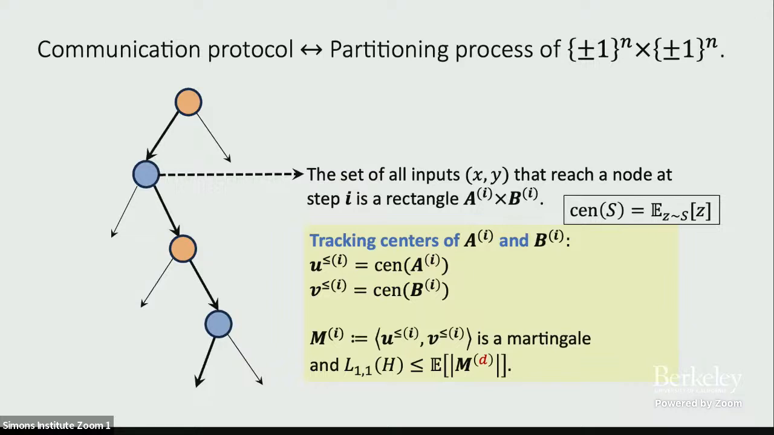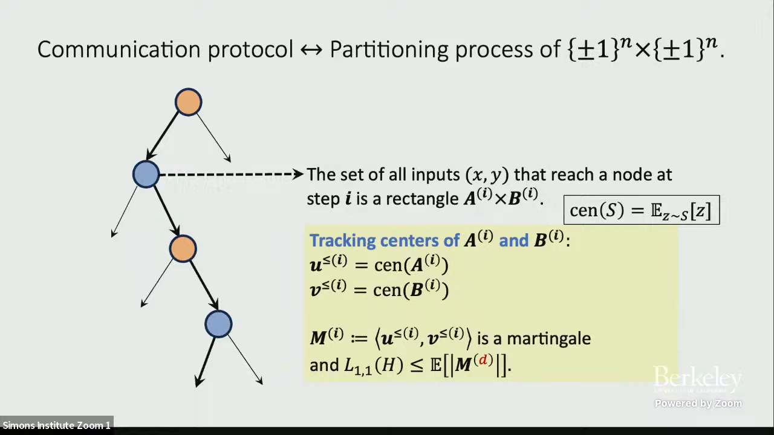So let me describe that in more detail. Given Alice's and Bob's sets, you can keep track of the center of the set. The center is a geometric concept, and it has many different names: centroid, center of mass, all these things. They're all the same thing, and they're defined by this equation. You sample a random point in the set and look at the expected value of that point. This is an n-dimensional vector, and it captures the center of the set. We're going to keep track of Alice's center and Bob's center as you go down this protocol.